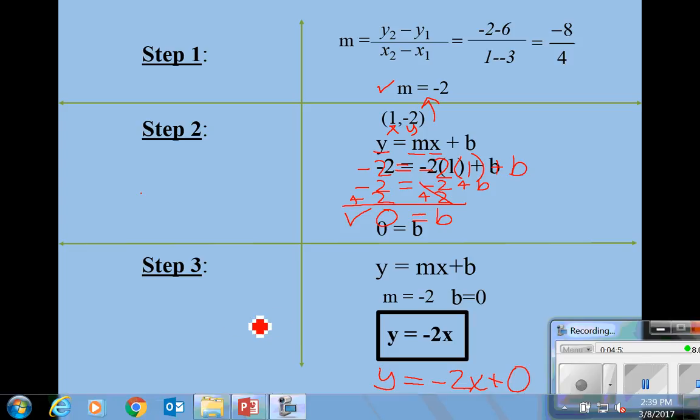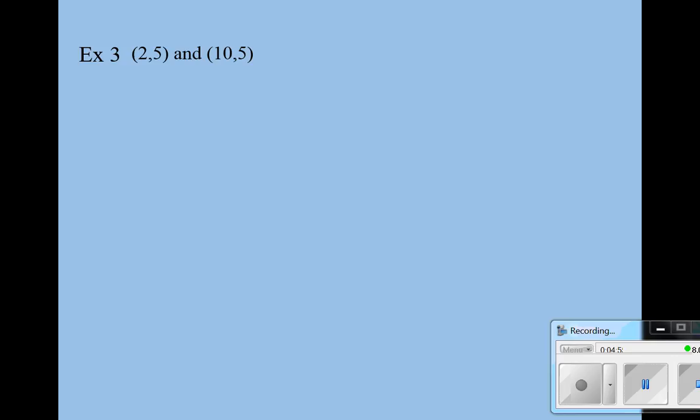Here is example 3, (2, 5) and (10, 5). So the first thing we're going to do is find the slope by plugging in our ordered pairs. So when you substitute the numbers in, you get 0 over 8. And so we have a star on this one because we have m equals 0, and that means it's going to be a horizontal or a vertical line.